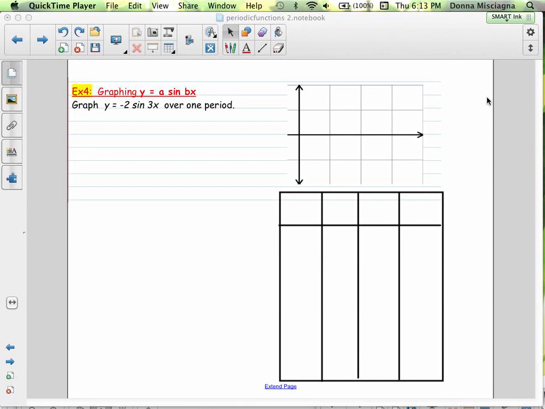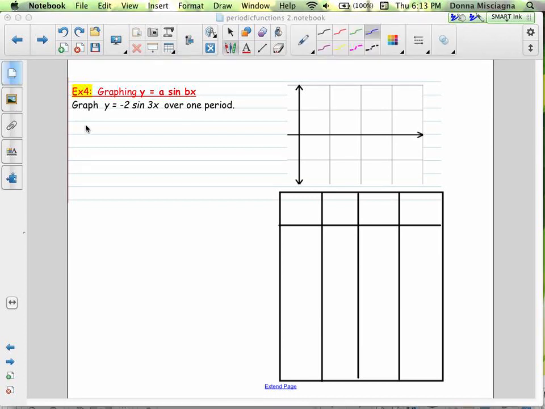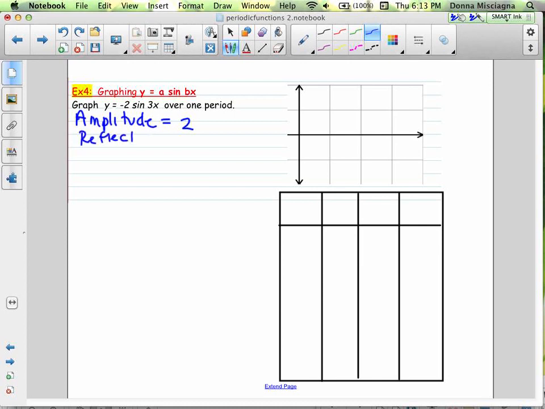Welcome back. All right, so now we're going to graph y equals negative 2 sine 3x. Let's list our important features. First, the amplitude. Now, amplitude is always positive, and it's the coefficient in front of sine or cosine. So our amplitude is 2, but notice there's a negative in front. So our graph is reflected over the x-axis.